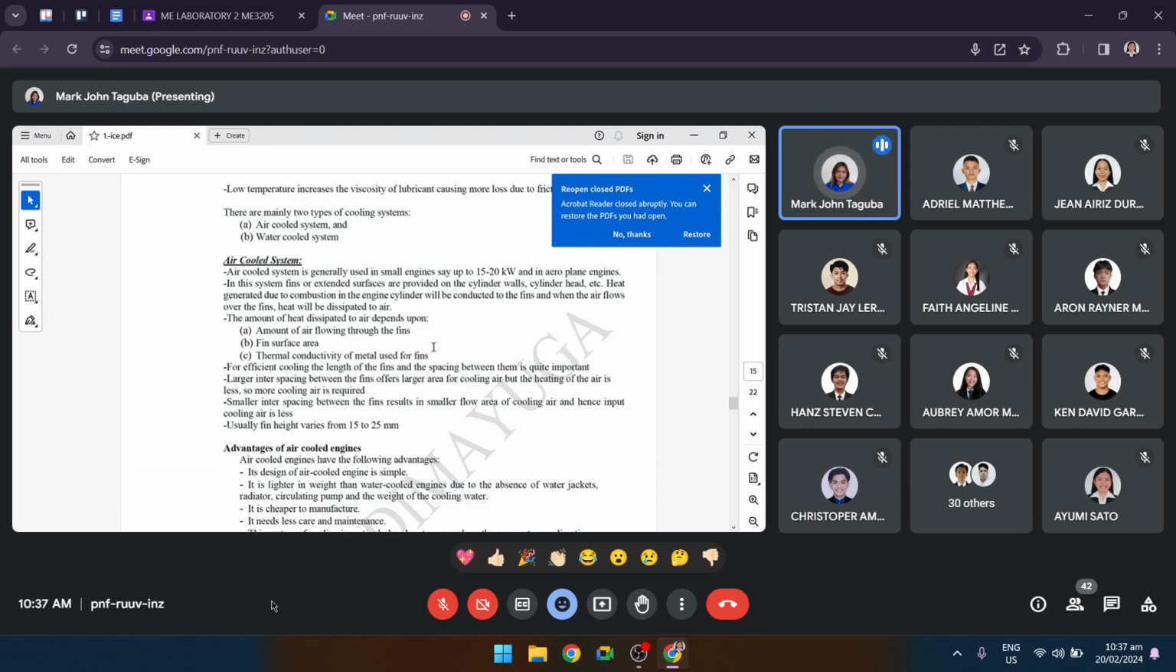So for efficient cooling, the length of the fins and the spacing between them is quite important. So larger interspacing between the fins offers larger area for cooling air, but the heating of the air is less, so more cooling air is required. And then smaller interspacing between the fins results in a smaller flow area of cooling air, hence input cooling air is less, and usually fin height varies from 15 to 25 millimeters.